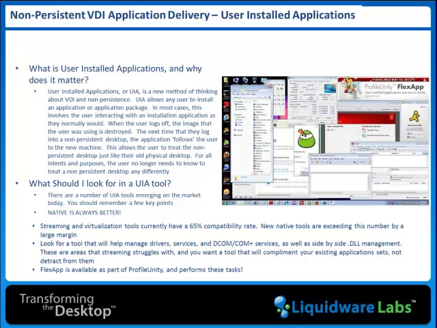Number two, streaming and virtualization tools currently have a 65% compatibility rate. New native tools are exceeding this number by a large margin. In fact, when we're talking about FlexApp, FlexApp has a 99+% compatibility rating. So you can immediately see that there's no work involved in terms of making these apps available to your users, and you don't have to re-architect the wheel in order to make non-persistent VDI easy and seamless for your users. Your users don't have to learn anything new, and that's a huge stumbling block for VDI.